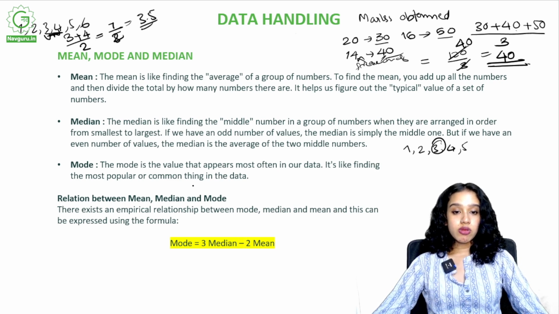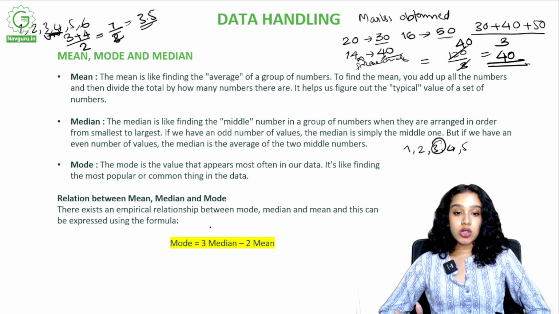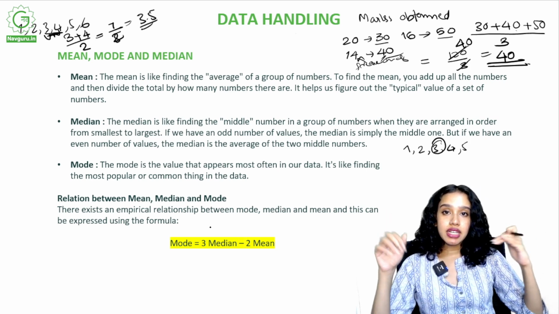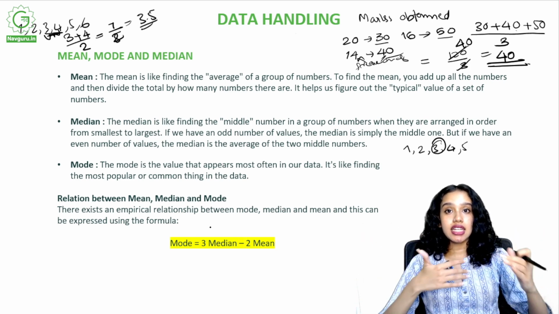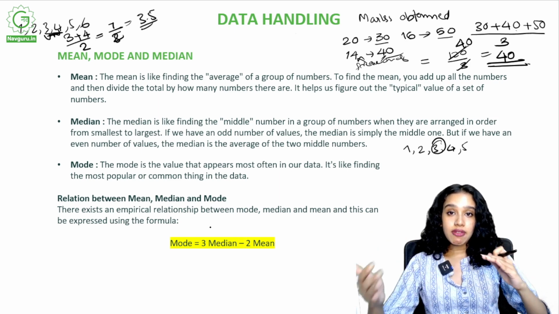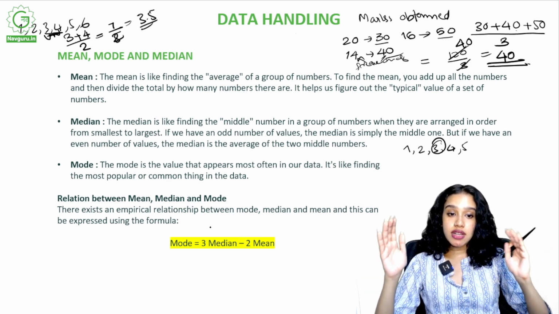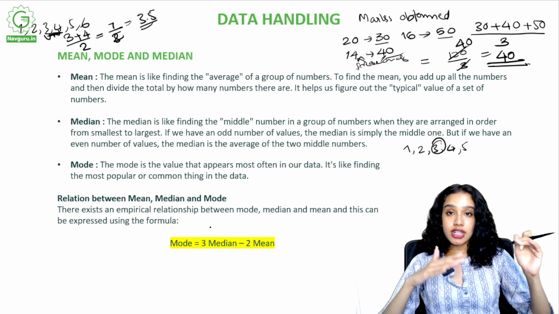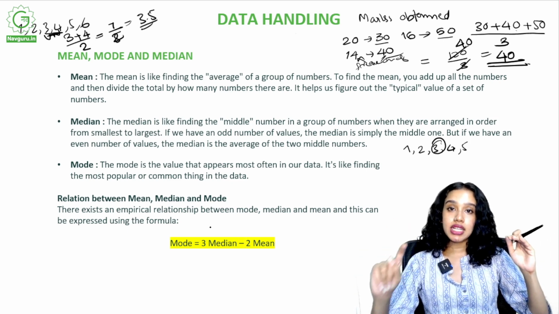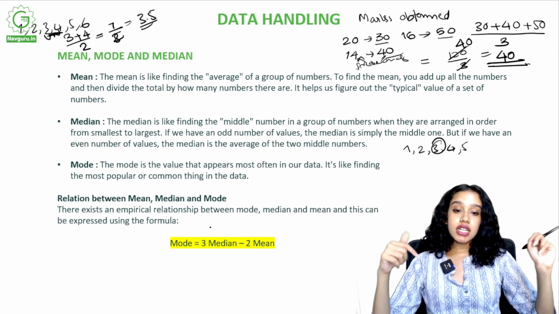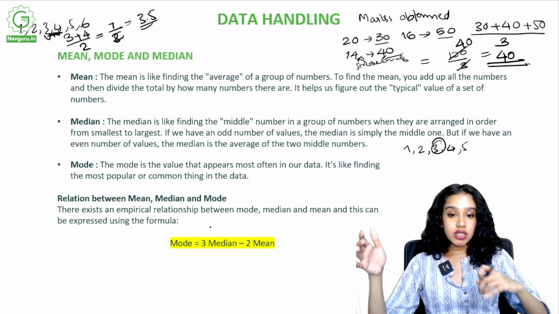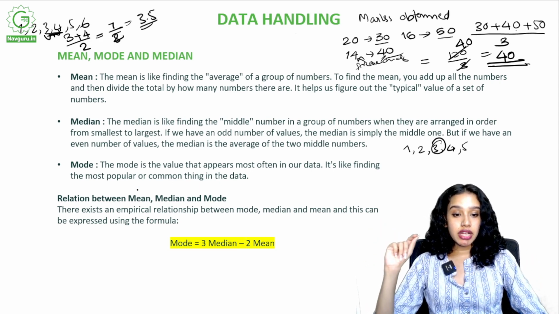Now we have mode. So mode is the value that appears most often in data. It's like finding the most popular or common thing in the data. So if I have data and a particular number or thing appears again and again, more than once, right? So mode is that value which appears most often in our data. So when we have one number or thing appearing a lot of times, we say that that's the mode of the data, right? Now what is the relationship between mean, median and mode? So mode is equal to 3 times median minus 2 times mean. This is the formula to express mode.